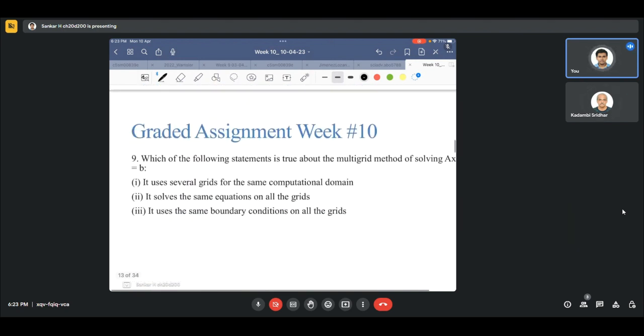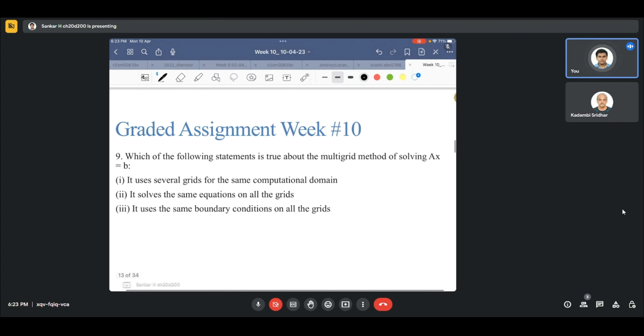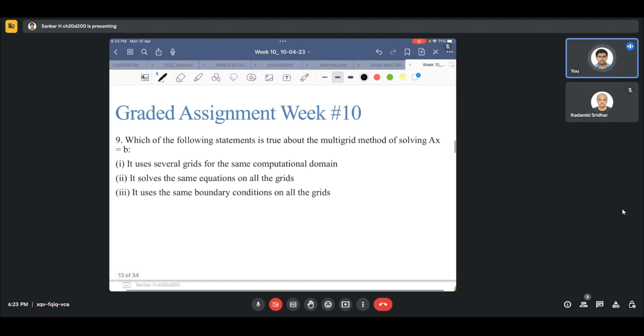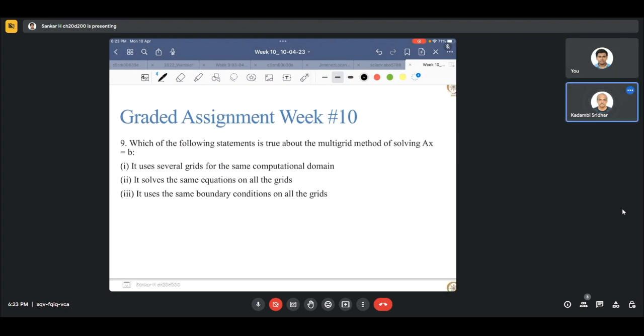So, moving on to question number 9. Which of the following statements is true about the multigrid method of solving Ax equal to B? First one, it uses several grids for the same computational domain. Second one, it solves the same equations on all the grids. Third one, it uses the same boundary condition on all the grids. First one is correct. Not all three. It uses several grids for the same computational domain. So that statement makes sense.